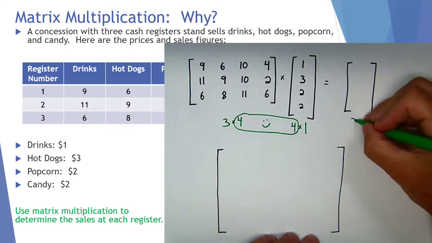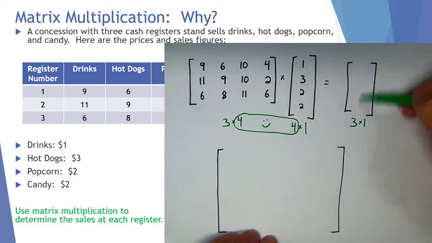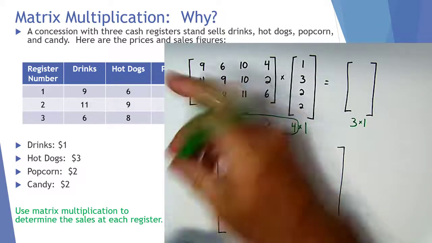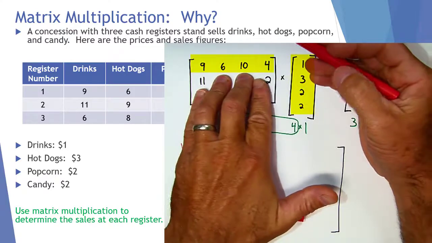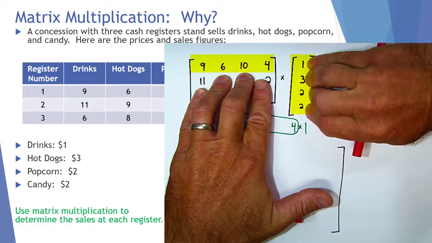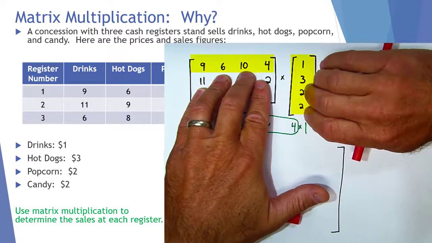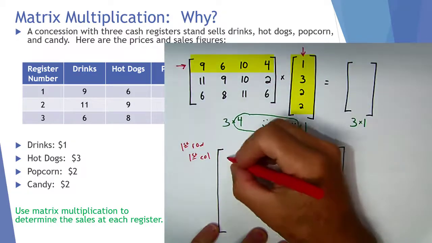Knowing that this is going to be a 3 by 1 matrix, that means we're going to have only 1 column, but 3 rows. So here we go. For our first row, first column entry, I'm going to take the first row here and combine it with the first and only column here. So that's going to be 9 times 6, 6 times 3, 10 times 4, and 4 times 2, a dot product.